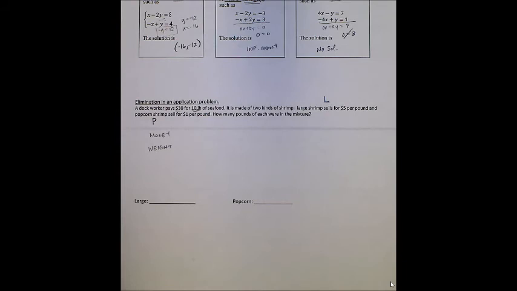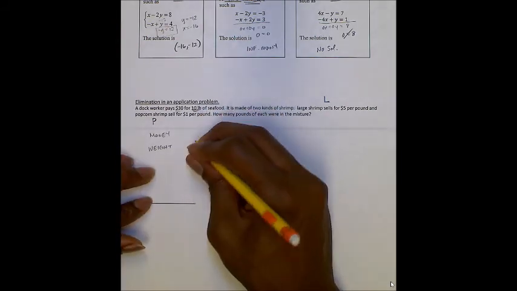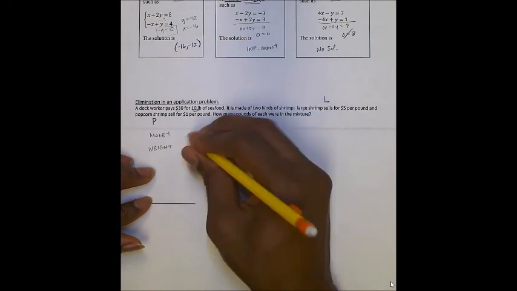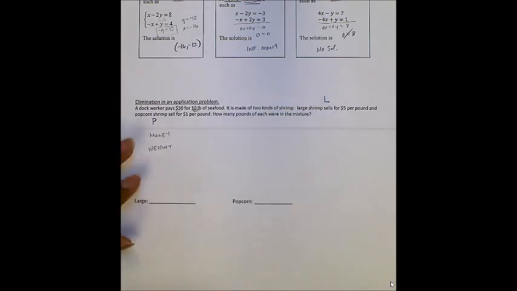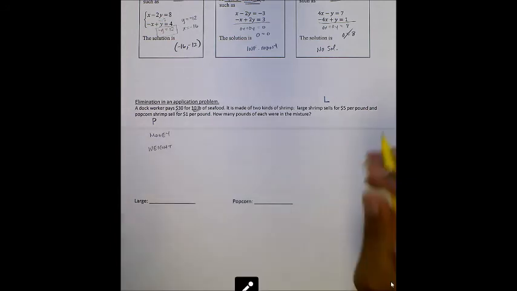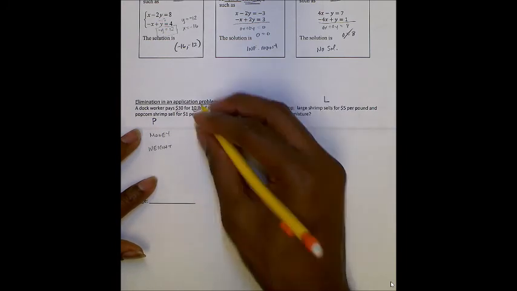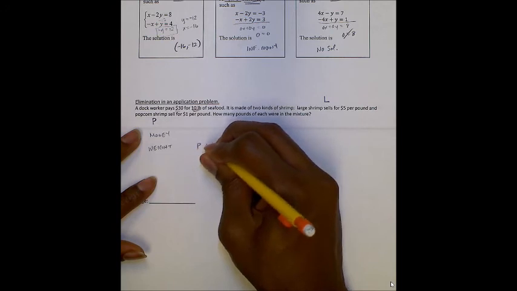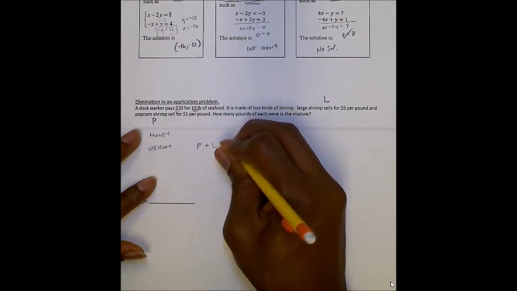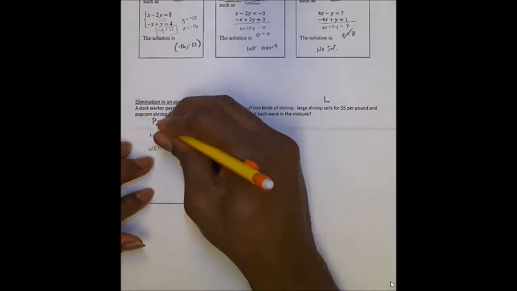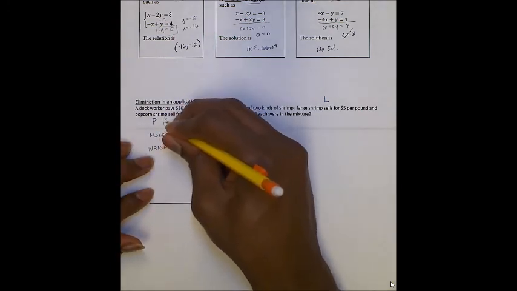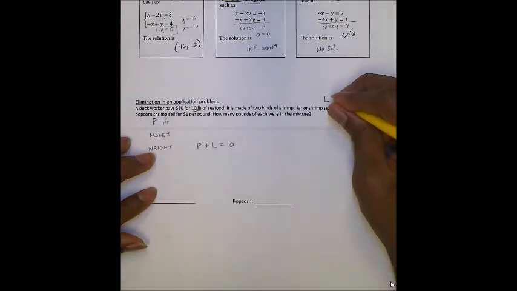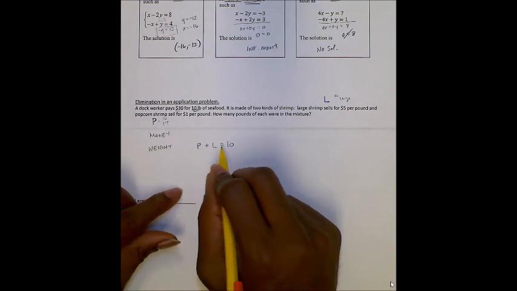So here's our equation. We know that the weight for these equals 10 pounds. So the weight of these equals 10 pounds, and so we have the weight of the popcorn shrimp plus the weight of the large shrimp equals 10 pounds. P is going to stand for pounds of popcorn shrimp. L is going to stand for pounds of large shrimp. So the pounds of popcorn shrimp plus the pounds of large shrimp equal 10 pounds.